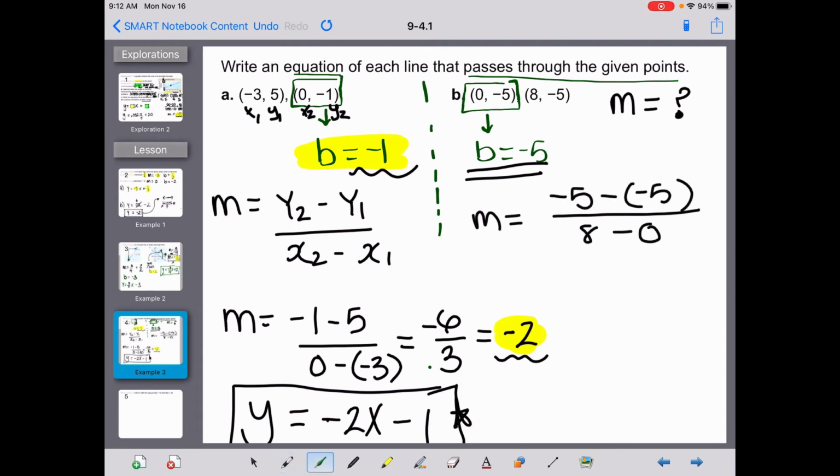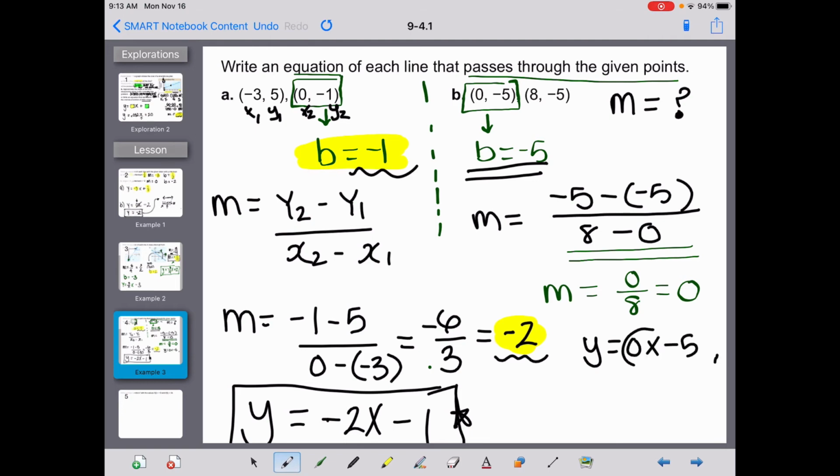All right, so I didn't finish the entire problem. I want to show you guys where to go from here in case you got confused or forgot some of your special cases. So on the top, negative 5 minus negative 5 is 0. So I have 0 over 8, which is just equal to 0. Now, you can go straight to writing your equation here and say, okay, that's 0x minus 5, and the 0x cancels, so my equation is y equals negative 5.